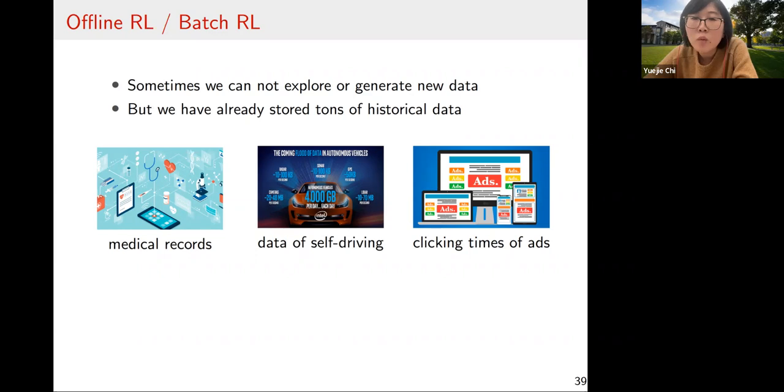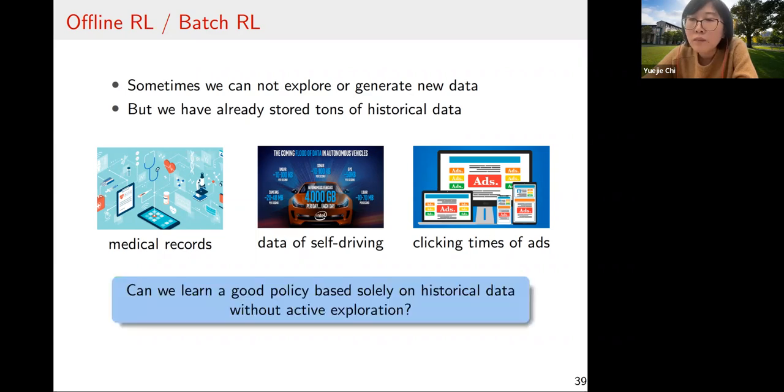But on the other hand, we may already have stored a lot of historical data for us to use, for example, from running some kind of historical behavior policy. This is particularly the case in the medical domain, in recommendation systems, or self-driving. So the question is: is it possible for me to learn a good policy based solely on the historical data without doing any kind of active exploration?